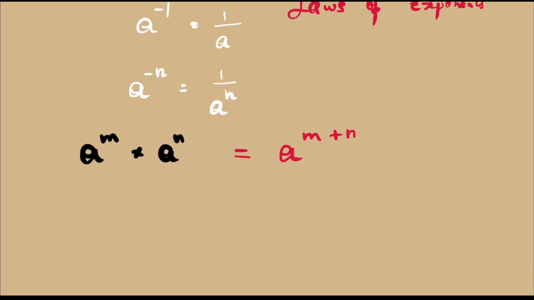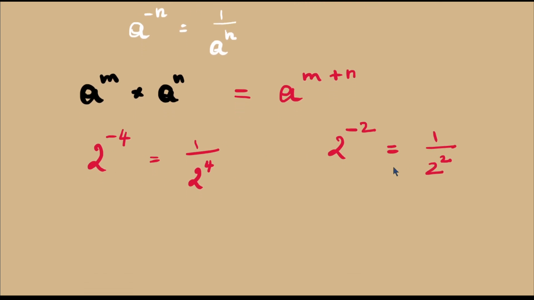So let me consider this example. We'll start with small numbers: 2 raised to the power minus 4. This stands for 1 by 2 to the power 4, isn't it? And let me take another expression with the same base, 2 raised to the power minus 2, which is 1 by 2 squared. Now, does this law hold here? Let's see. First of all, let's see what these two, when multiplied, give us.